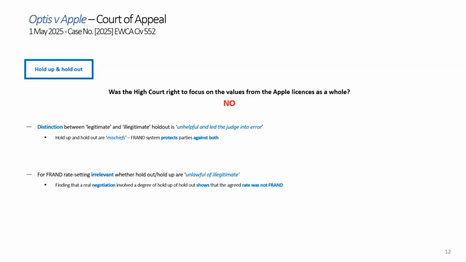So, having said that, the court moved on to ask itself the question whether the High Court was right to take the values of the Apple licenses and consider them as a whole, without any differentiation or any distinction. And the answer here was also no. So the court found that it was not the right approach to valuation.